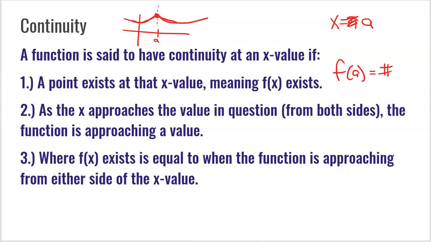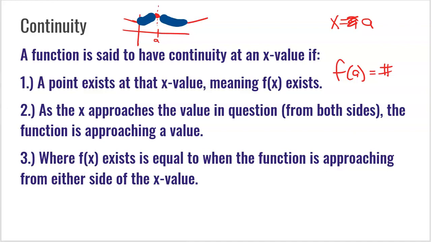As X approaches the value in question from both sides, the function is approaching that same value. So here's what we mean by that, right? As we think about the function getting closer and the function getting closer. So as we approach A from the left and the right, they need to be coming together. And you might be like, well, doesn't that always happen? Well, no. Give me some moments. We're going to look at some pretty cool things where that doesn't happen. But just to make sure you guys understand the definition, the left and the right side need to be coming together.